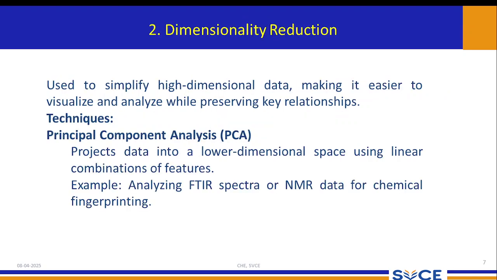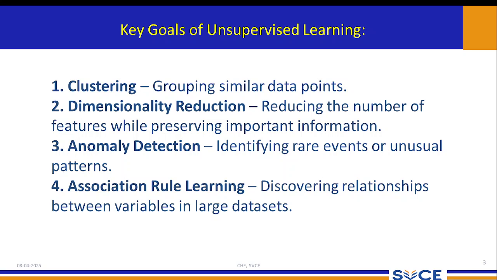First we have seen clustering. The second one is dimensionality reduction. We will also see an example. These are the four types of unsupervised learning methods: clustering, dimensionality reduction, anomaly detection, and association rule learning. For all these four cases, I am going to give a minimum of two examples with respect to chemical engineering. Before that, I would like to explain all these four types.